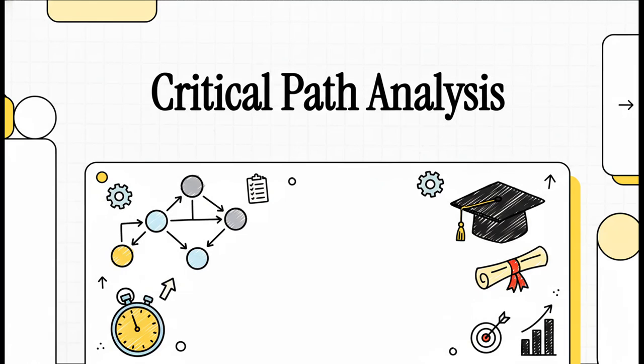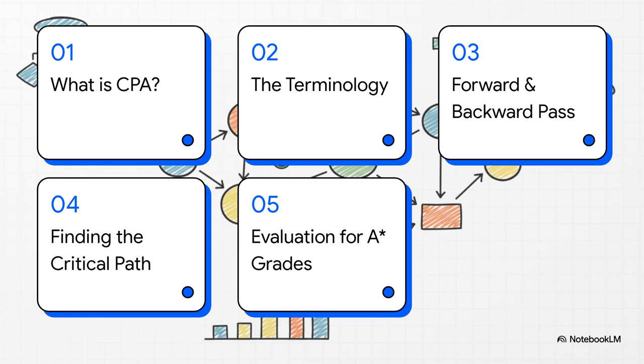All right, let's talk about critical path analysis. This is a super powerful project management technique, and honestly, it's an absolutely crucial topic if you want to smash your A-level business exams. Okay, so here's what we're going to cover. We'll start with the basics, get into the nitty-gritty of the calculations, find that all-important critical path, and then we'll wrap up with the high-level evaluation skills you're going to need for those top A-star grades.